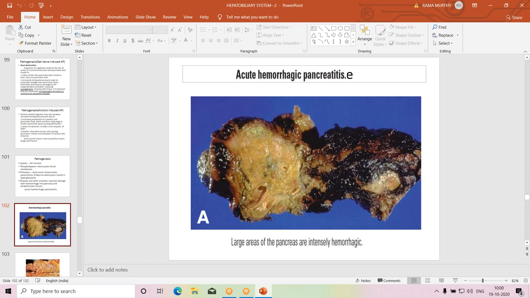But if you look at the rest of the pancreas, the body and tail, it appears dark, hemorrhagic, because of intense hemorrhage. I have told you the elastases destroy the elastic tissue in the blood vessels. Blood vessels rupture, causing intrapancreatic hemorrhage. When there is intrapancreatic hemorrhage, the hemorrhagic areas appear dark. So this is the appearance of acute hemorrhagic pancreatitis.